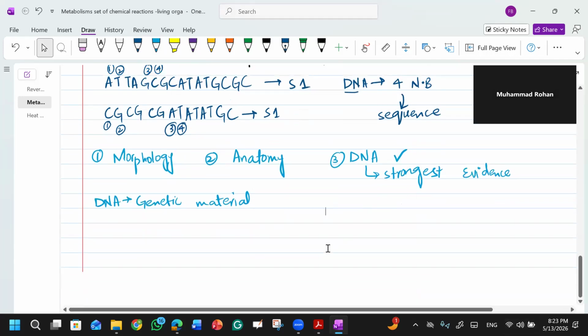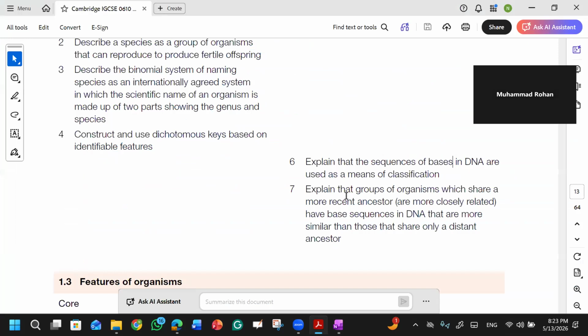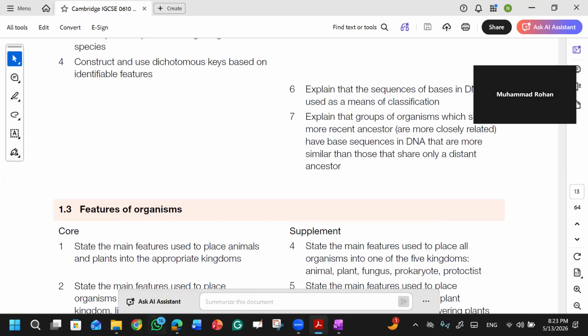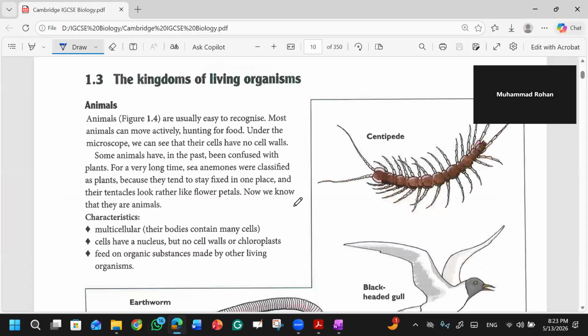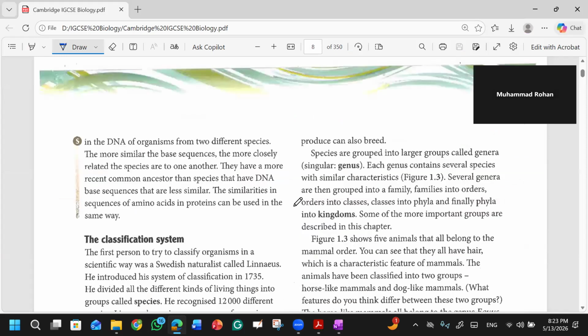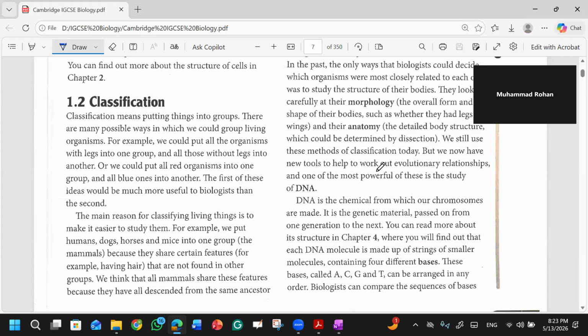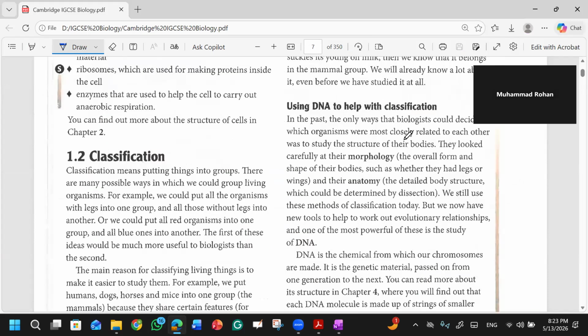Okay. So this is in section 6. This we have discussed in section 6. Are you clear with this? The sequence of the bases in the DNA are used as the means of classification. This I told you, if we see the book, this one over here, using DNA to help with classification. This we have done already.